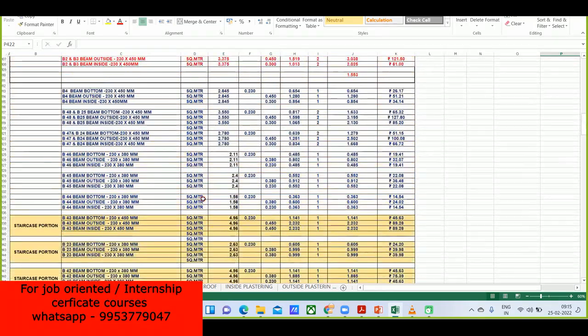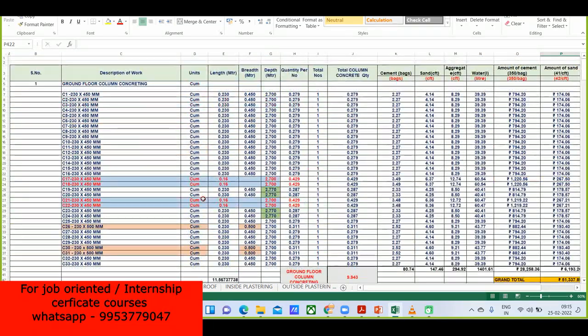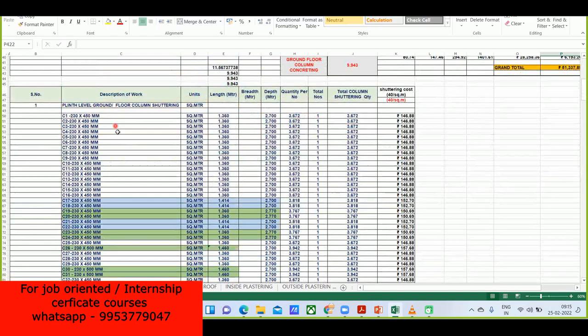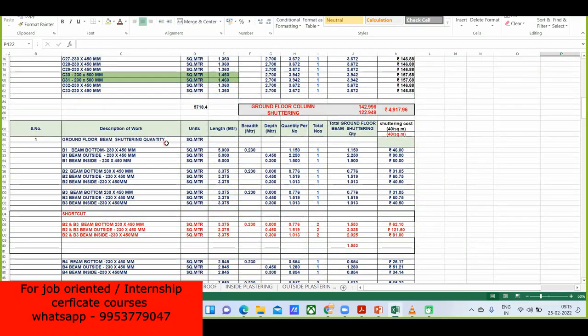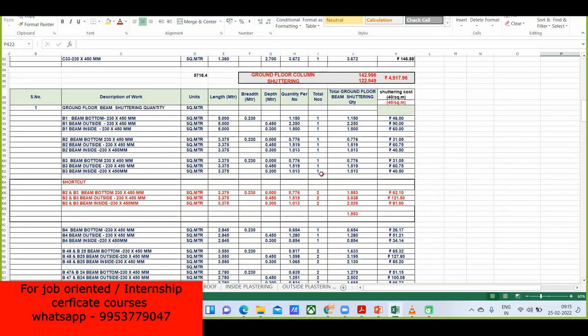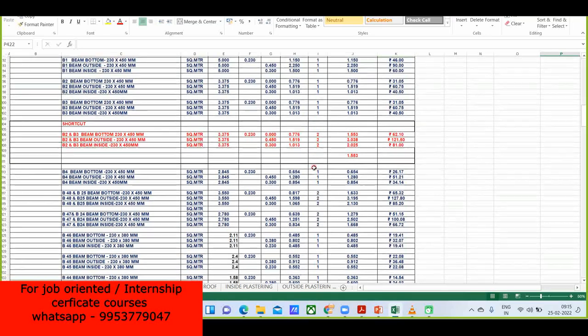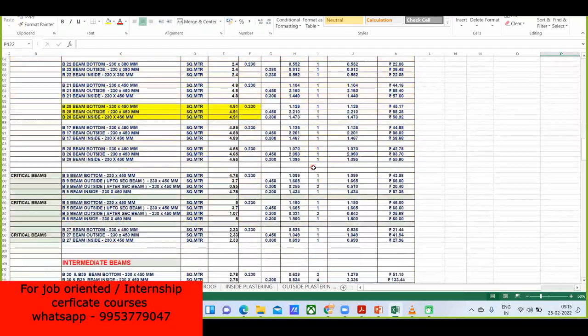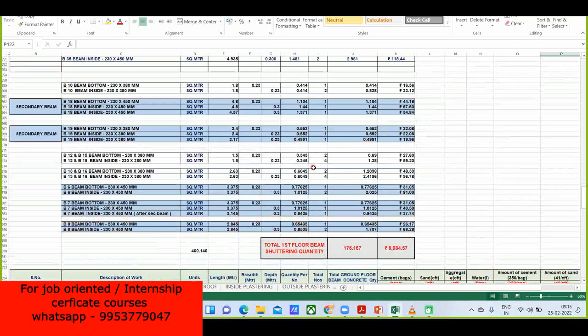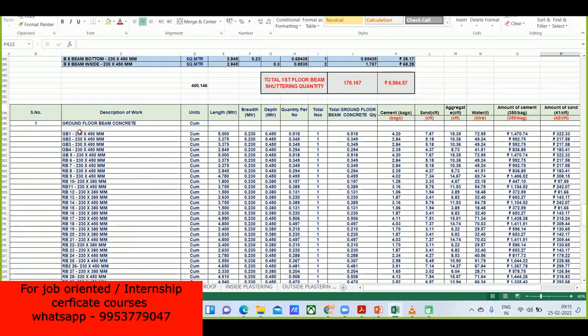For example, let us say you want to calculate for a beam. This is for the ground floor beam shuttering quantity. Here you will find how much shuttering is required for all the beams. Along with that, you will also be doing a quantity estimation for the concrete. Now it's written here, ground floor beam concrete. For the beam, how much concrete is required?